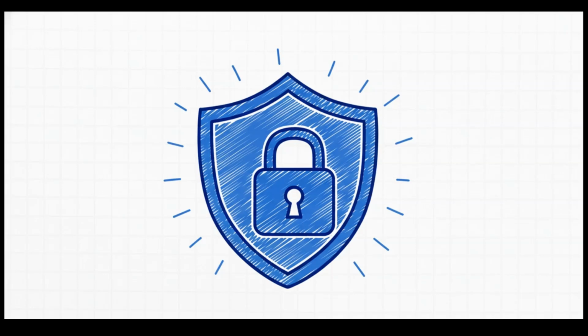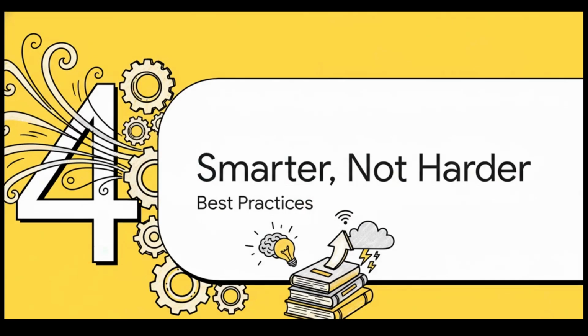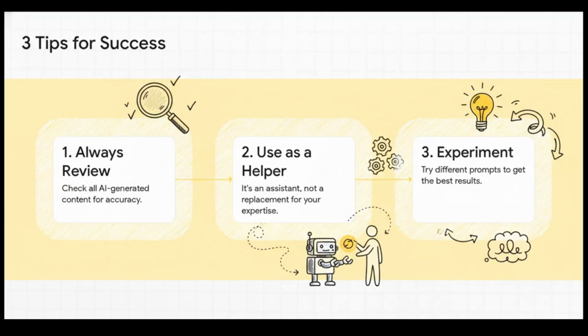All right, so with the tool understood and security covered, how do you actually get the most out of it? Let's finish up with some key best practices for working smarter, not just harder. To really make Copilot your partner, just keep these three essential tips in mind. First, always review what the AI generates. It's an amazing tool, but it's not perfect. You're the expert. Second, remember it's a helper. It's there to supercharge your professional judgment, not replace it. And finally, experiment. Play around with it. The more you try different prompts, the better you'll get at telling it exactly what you need.